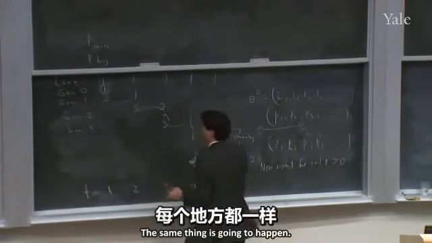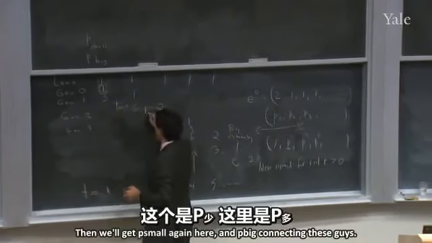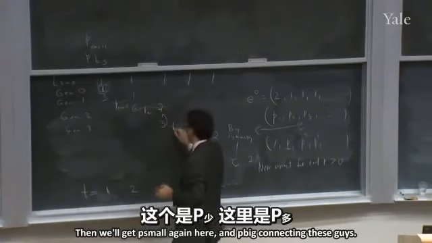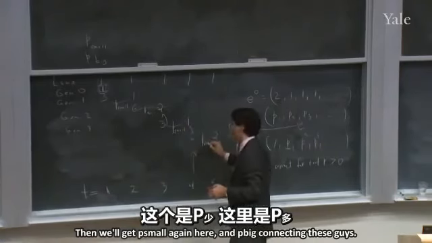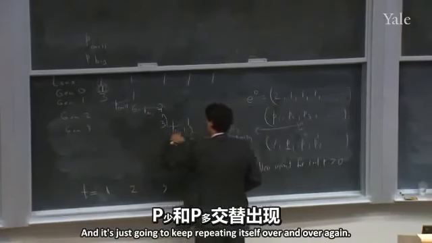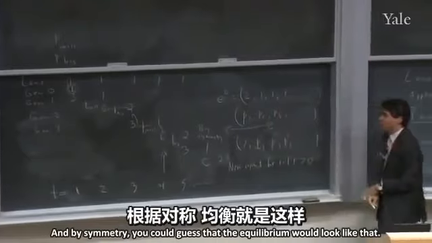Okay, and the same thing is going to happen. So this relative price will be P small, this will be P big, and then we'll get P small again here, and P big connecting these. And it's just going to keep repeating itself over and over again. And by symmetry, you could guess that the equilibrium would look like that.